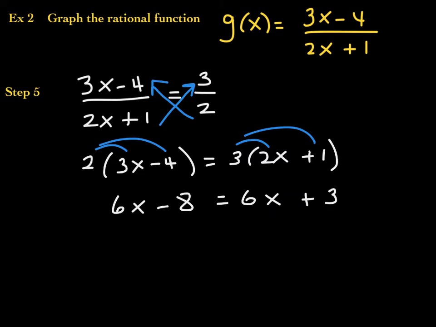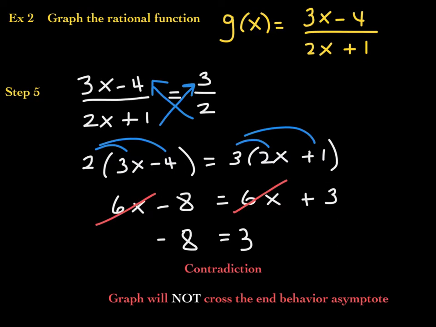Now I can see right away that these 6x's cancel, and I'm left with a contradiction that -8 is equivalent to 3. Nope, that's a contradiction. This tells me that the graph will not cross my end behavior asymptote. All right, I think we might have everything we need in order to graph our function. So let's go to the x and y coordinate plane and just plot everything that we just found.